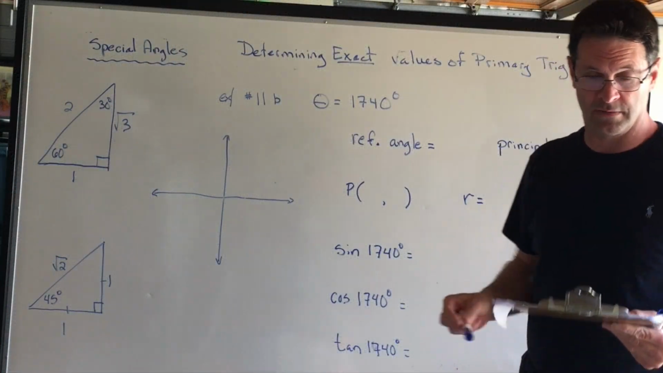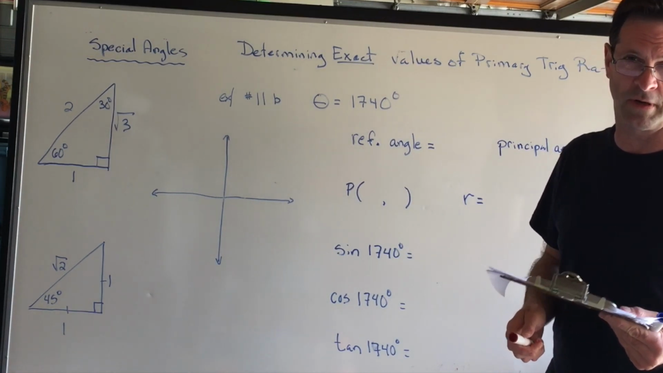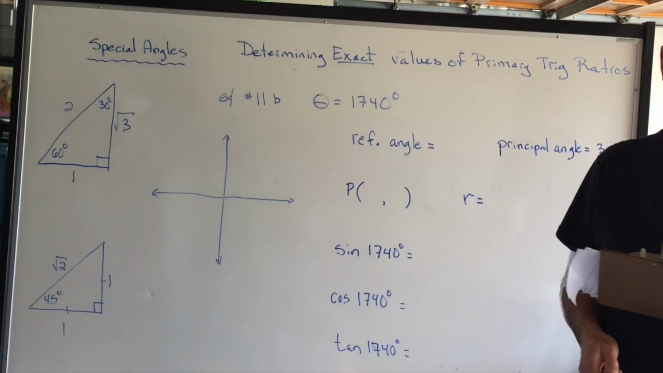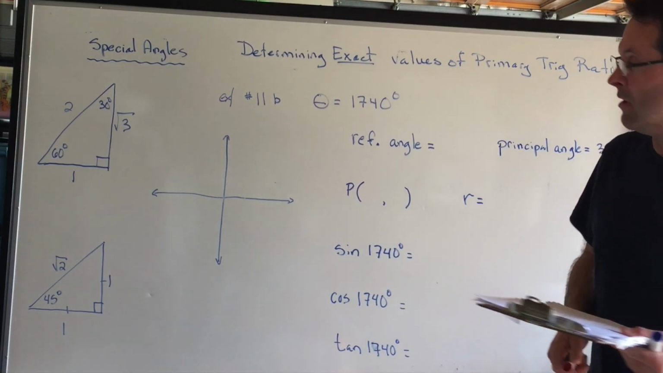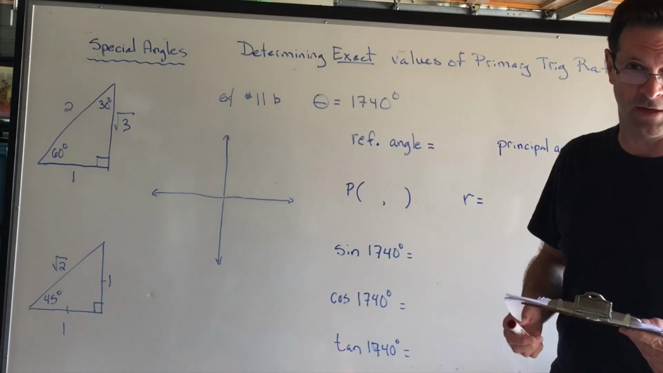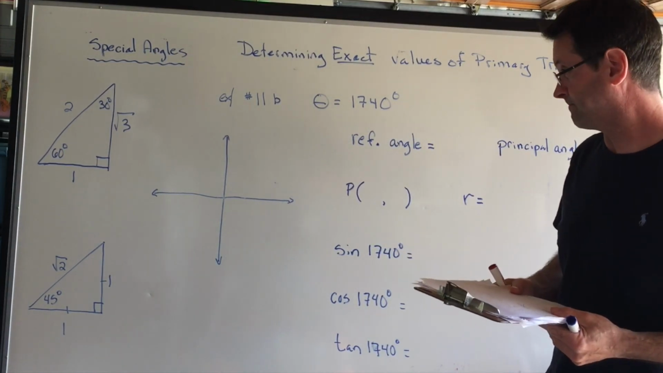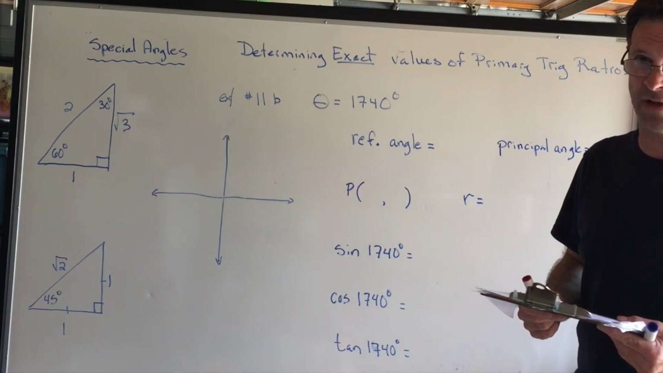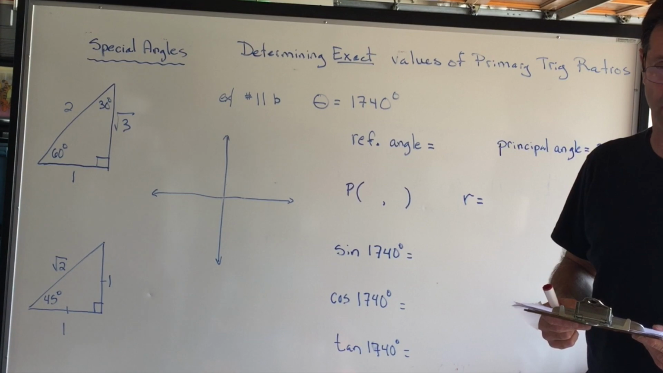Okay, hi everybody. Here we are in Coterminal Angles video 2, determining the exact values of the primary trig ratios for very large angles. They could be positive, they could be negative, but they all have sine, cosine, and tangent values. And those sine, cosine, and tangent values are the same for every coterminal angle.